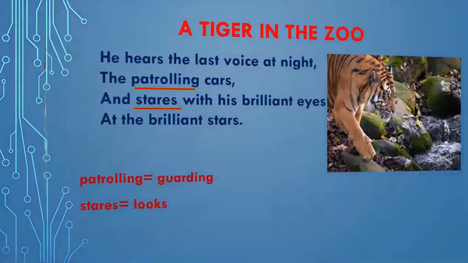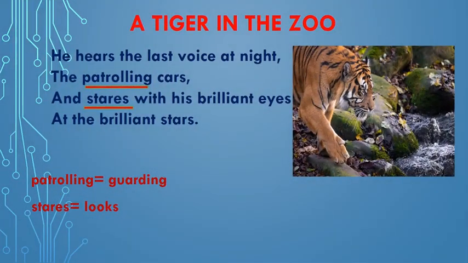This is the last stanza. The last stanza explains the life of the tiger which is kept in the cage in the zoo. He hears the last voice at night. At night, the tigers in the zoo simply hear the last voice.